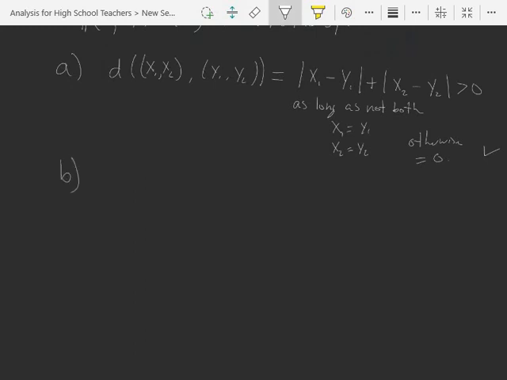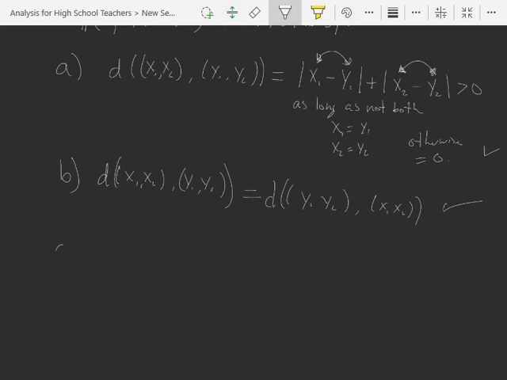B, we need symmetry, and symmetry is fairly obvious here again. D of (x1, x2) and (y1, y2) is equal to the distance from (y1, y2) and (x1, x2). And that's just because it doesn't matter which order we put things in here, right? So I can swap these just because the absolute value lets us swap those. That one checks out. The one that actually has a little bit of work to do is the triangle inequality.